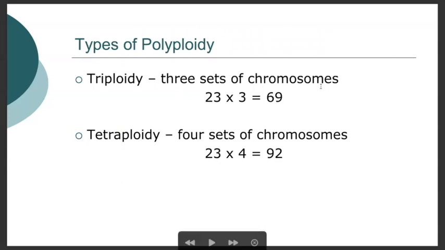So in humans, a triploidy aberration, if all types of chromosomes are triploid, means you have 69 chromosomes in total. For a tetraploidy, you have 92 chromosomes in total.